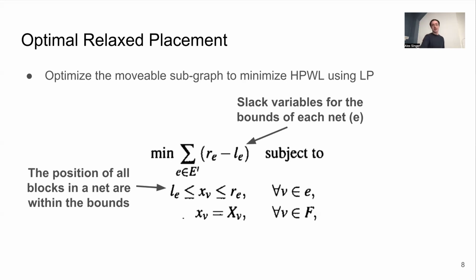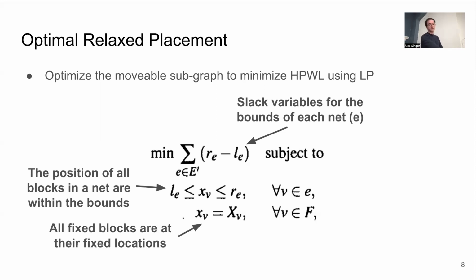And this is only in one dimension. Because X and Y are linearly separable, you do the same for the Y dimension. And this last constraint is just that all fixed blocks are fixed to their fixed locations. So this is how you can represent the minimization of HPWL as an LP problem, and you can solve this using an off-the-shelf LP solver.